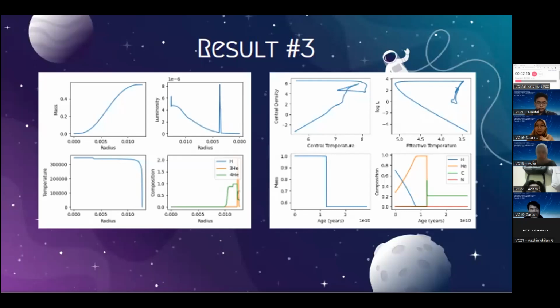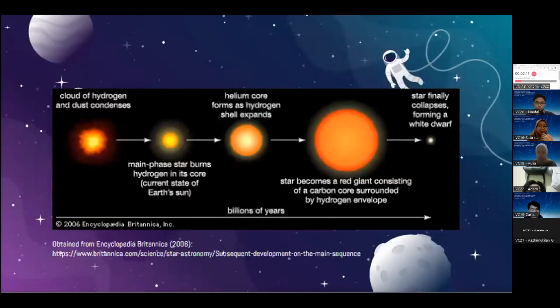Next, please. This is the simplified illustration for the evolution of a one solar mass star from the protostar to main sequence star, and then to red giant that continues to expand its envelope, until eventually that envelope is expelled because of the mass loss and reveals a degenerate core of the red giant.